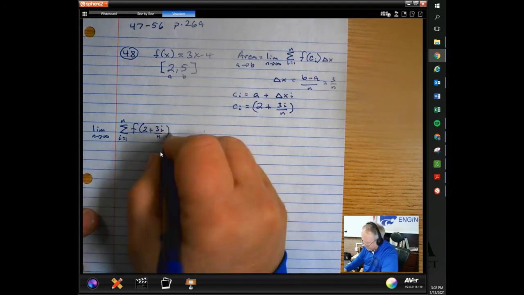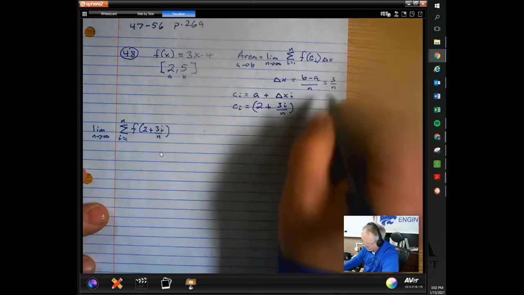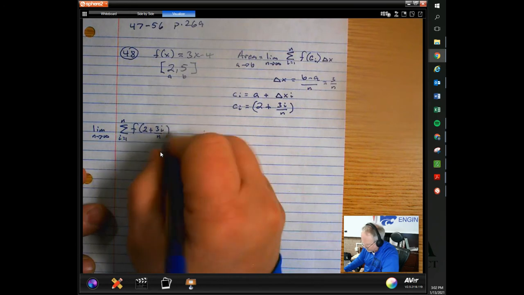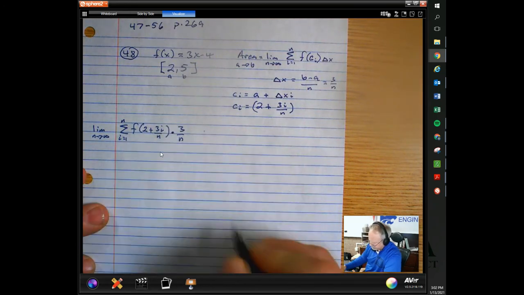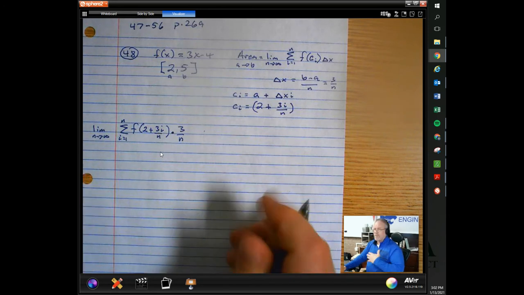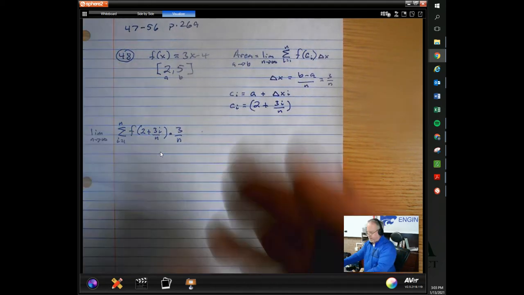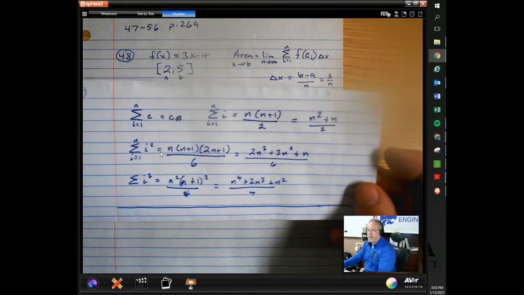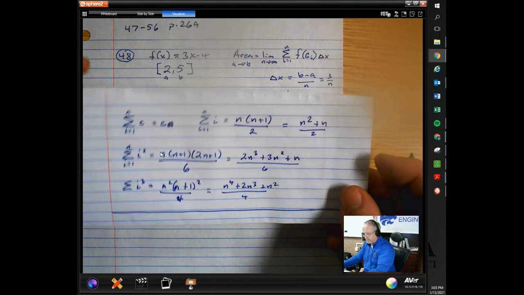And then this is my height of my rectangle, and so my width is my delta x right here, and so that is going to be times 3 over n. And so we've got everything set up. Now we just need to go through our process. And on this paper, I would recommend you do that on a card or something. You have all of these ready to go, so they're ready to plug in.